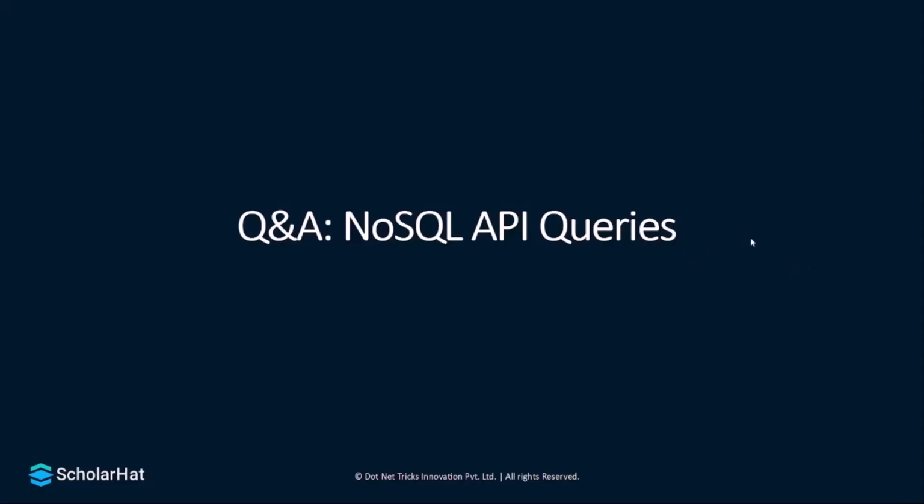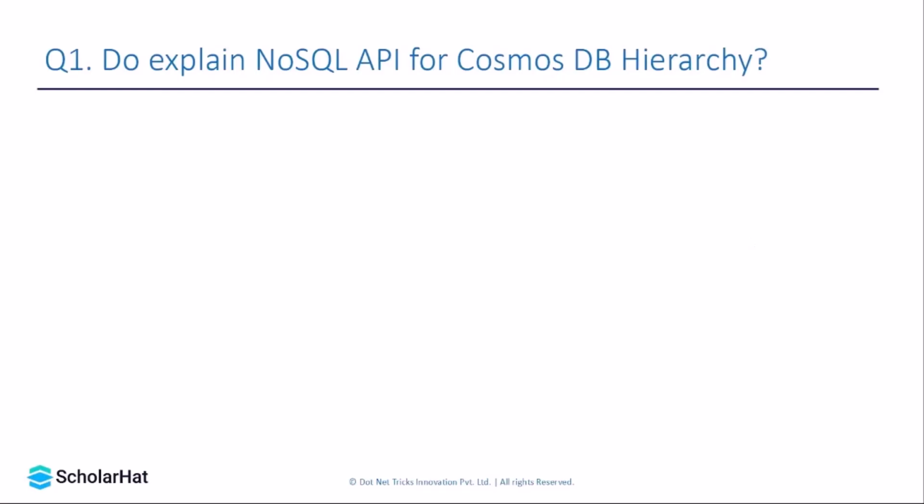Our next topic is NoSQL API query. In this, we'll discuss different questions that can be asked around the NoSQL API part. The first question that can be asked is: explain the Cosmos DB hierarchy for NoSQL. It can be asked in a different way as well, like what do you understand by the Cosmos DB hierarchy?